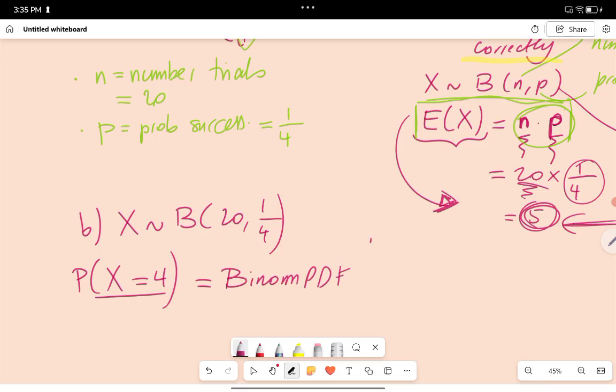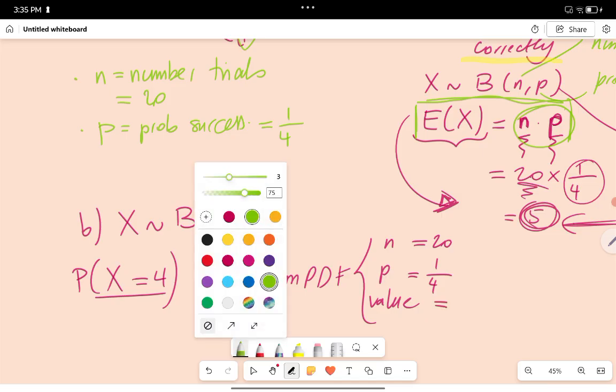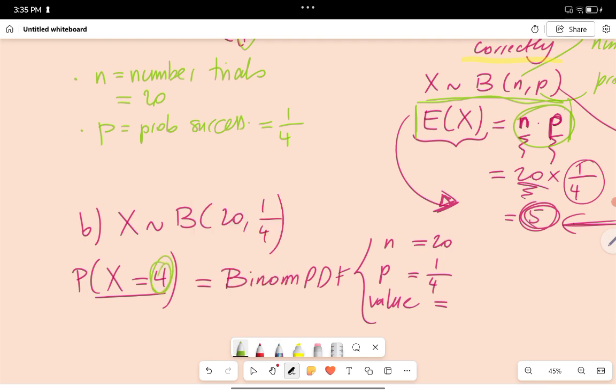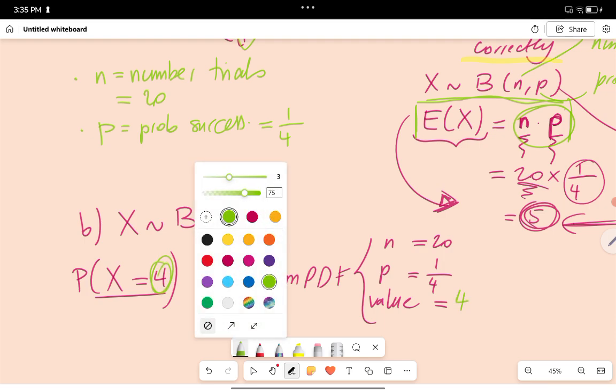And then we need 3 things. We need the N, we need the P, and the value. So again, N is 20, P is 1 over 4. Every time we answer a question, there's a chance of 25% to answer correctly. And the value that we're looking for, like how many correct answers do we want? 4. So we plug that in our calculator, guys.